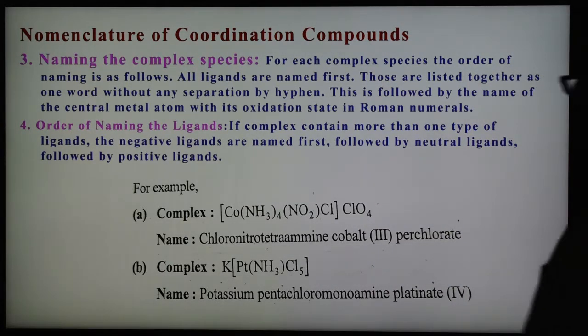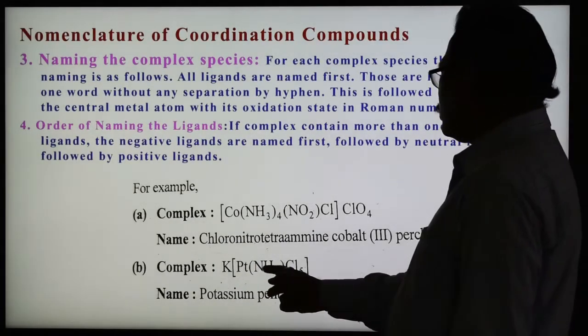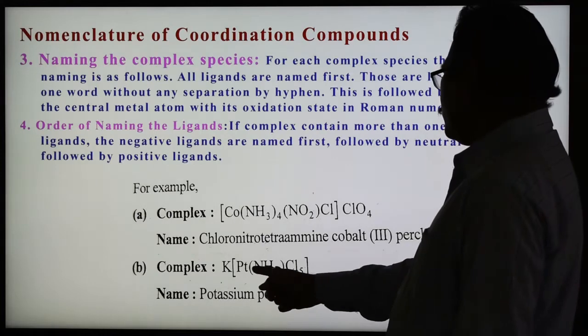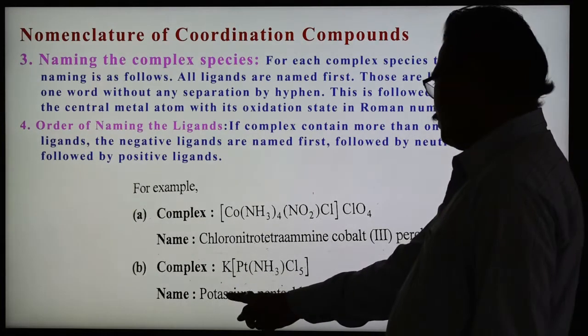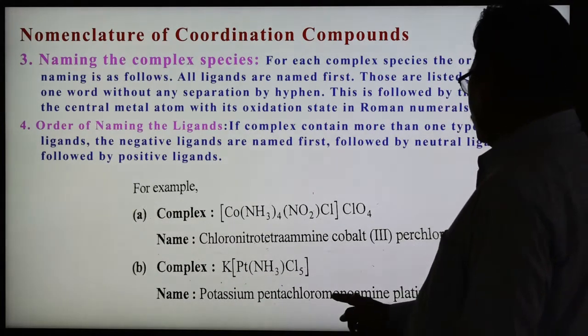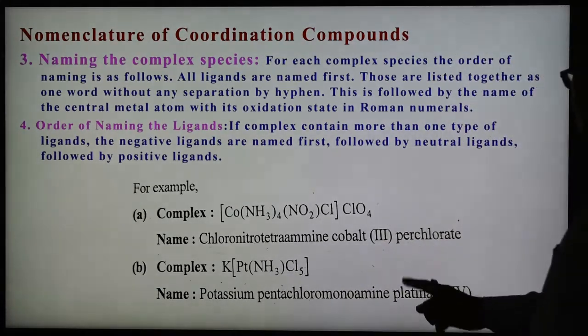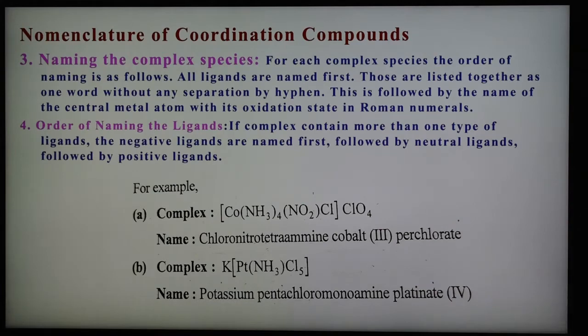Another example is here, K. Here also 2 types of ligands are there. So chloro first. Here, write first potassium, then pentachloro, monoamine, only one ammonia is there, monoamine platinate 4. In this way the name can be written.